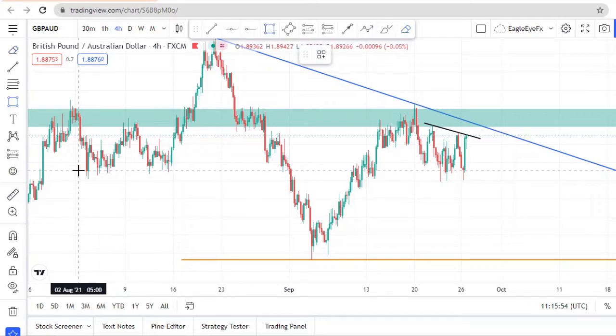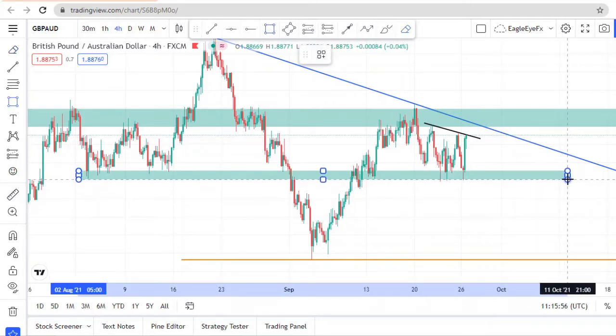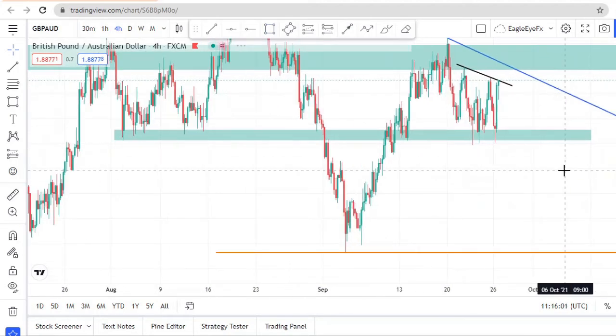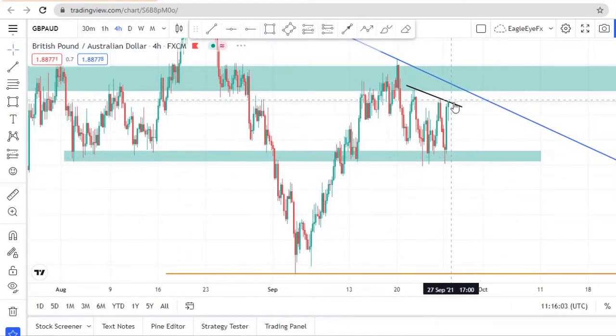And then also I would like to mark this as another zone, because those are the places whereby I'll be looking for profits overall.